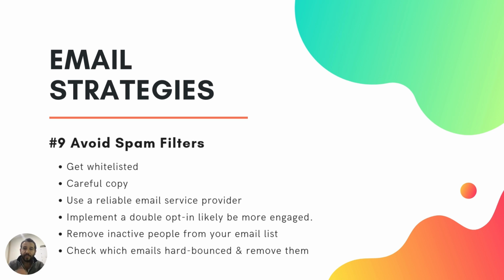Also, consider implementing a double opt-in. That is, after someone opts into your email list, send an email asking them to confirm that they do in fact want to receive the emails. That ensures that your new subscriber is genuinely interested in the emails and is much more likely to be engaged. Also, remove inactive people from your email list to keep engaged subscribers. That's an important one. And finally, check which emails hard bounced, and again, remove those addresses from your list as well.